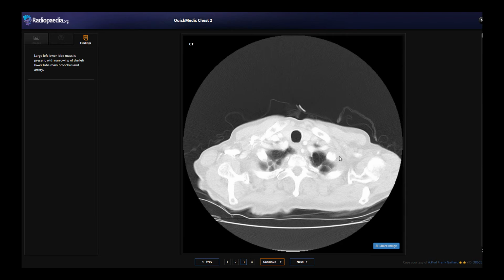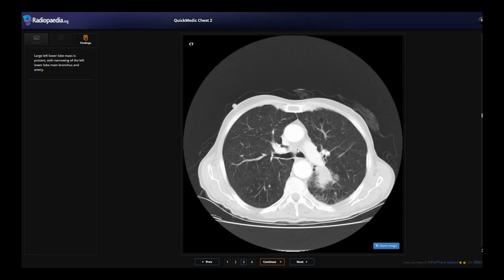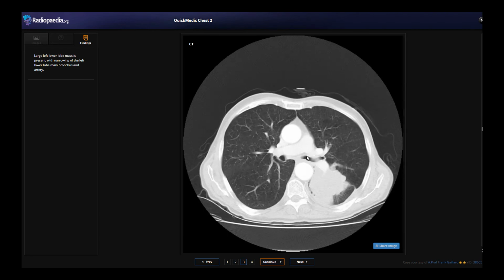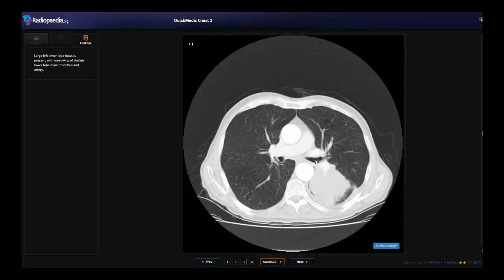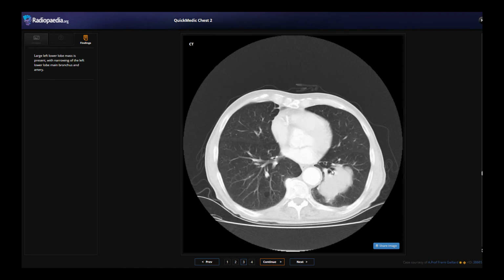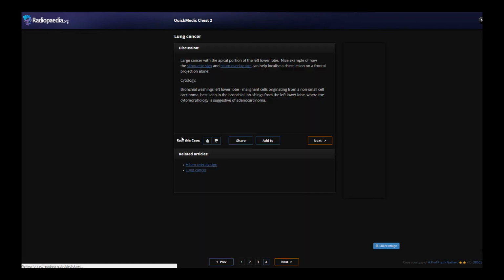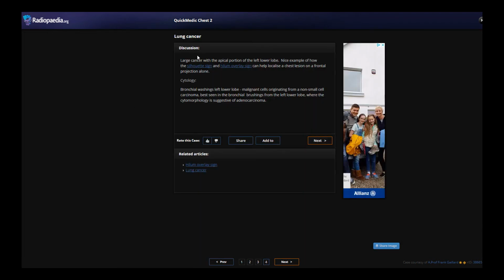So to find the left lower lobe main bronchus and artery, we follow the trachea down, we get to the bifurcation, that's the carina, and then following this down the left-hand side, you can see that that gets compressed there, the shadowing in that, and going further down, you see it's all compressed into there. And I'm afraid I'm not expert enough to look at the lower lobe artery. So the discussion here says that it's a lung cancer in the apical portion of the left lower lobe. It's a large cancer in the apical portion of the left lower lobe.